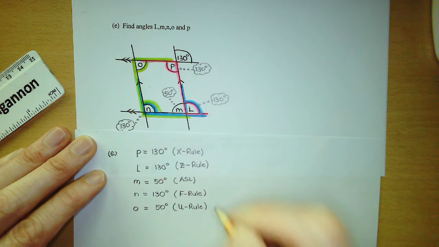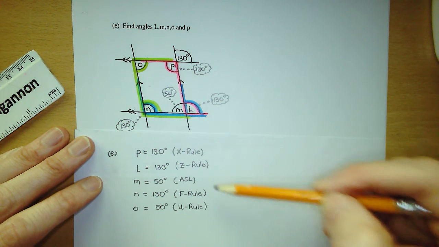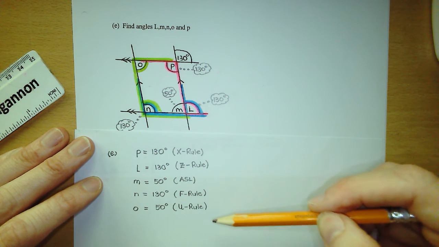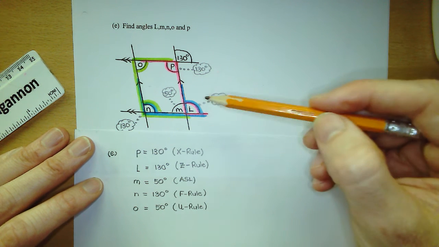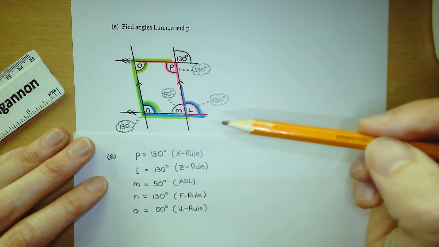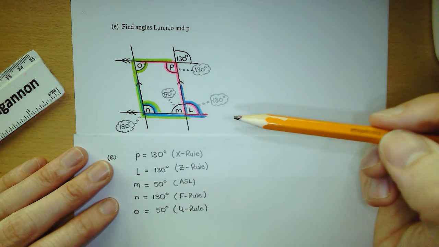So again, it's important to stress here, people, that this is the way I did this question, to demonstrate as many different angle properties as possible. You can go about it in another way as well, in different ways. So there is more than one way you can get a particular value for an answer.